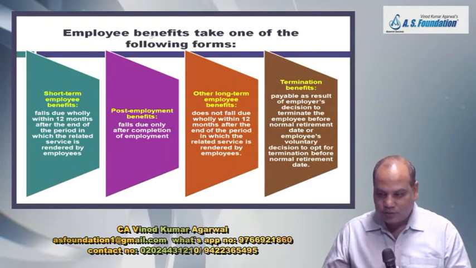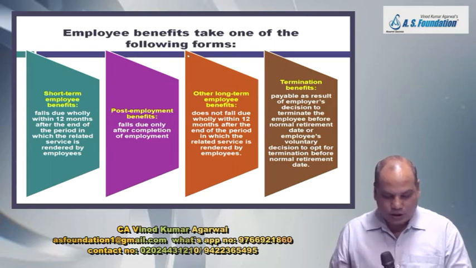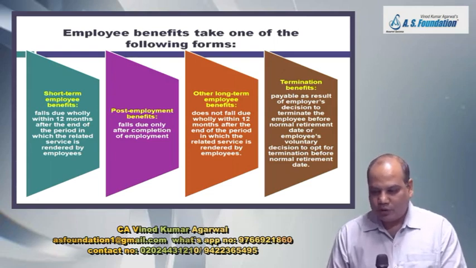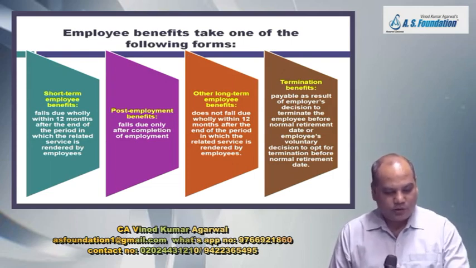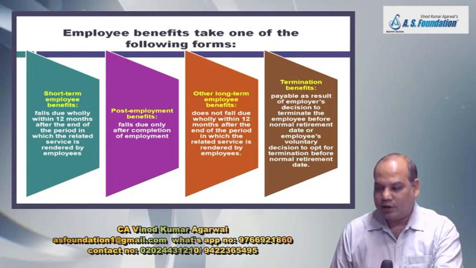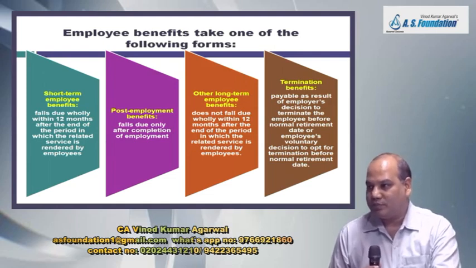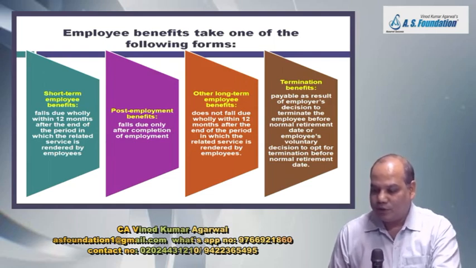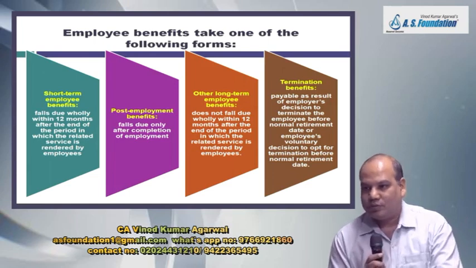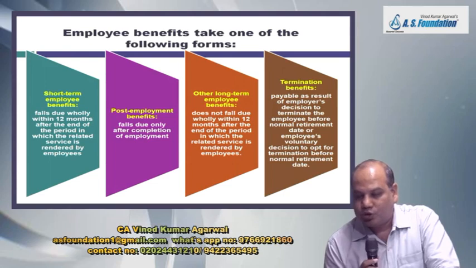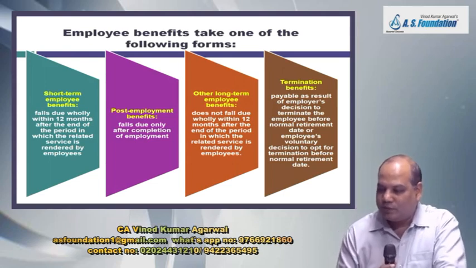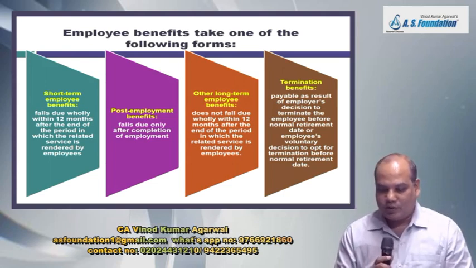Now, dear student, come to the accounting. When you are doing the accounting, you first have to check what is the category of the employee benefit scheme. You have to fit into one of these 4 only: either short-term employee benefit, post-employment benefit, other long-term benefit, or termination benefit.